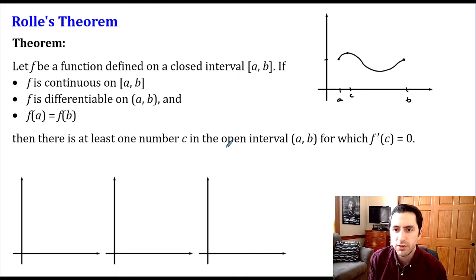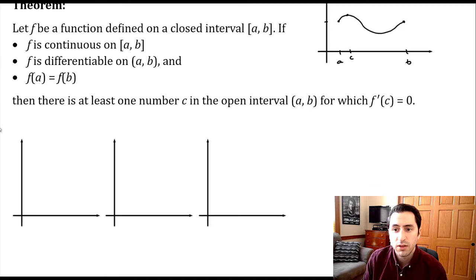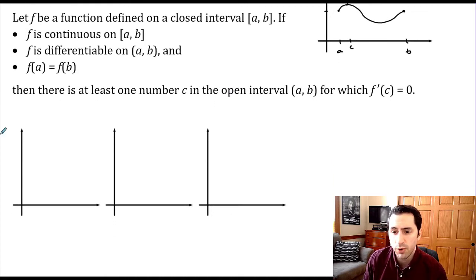So that's the gist of Rolle's theorem. We have three conditions that we need to meet. We need our function to be continuous, differentiable, and the two endpoints have to have the same y value. And if that's the case, we know that there's going to be a horizontal tangent line somewhere in between our two endpoints. So now I want to take a look at what Rolle's theorem does not work for.